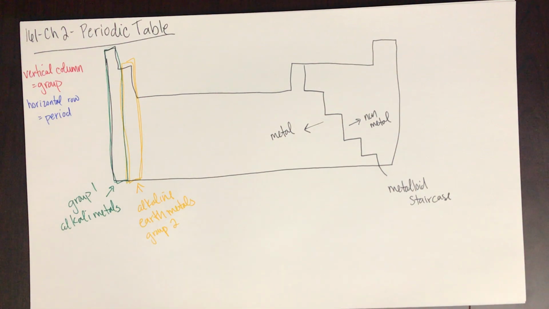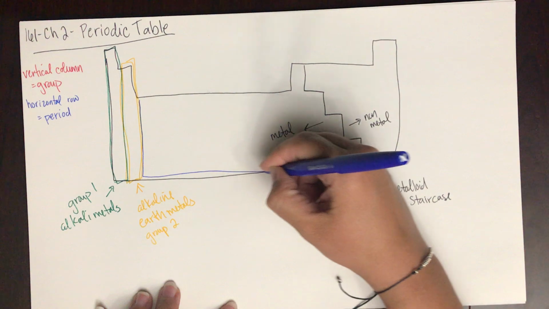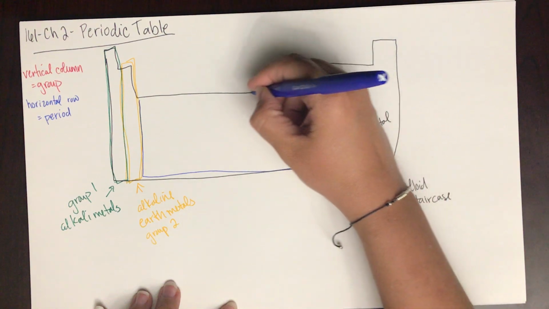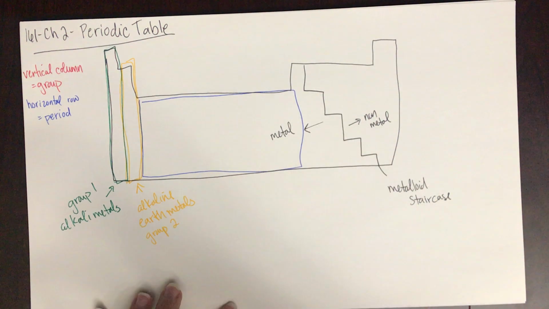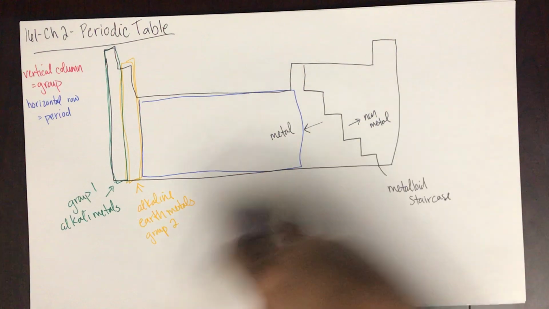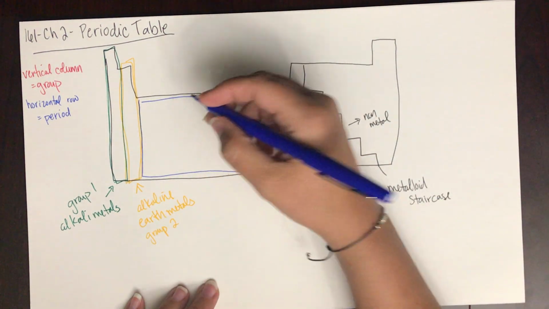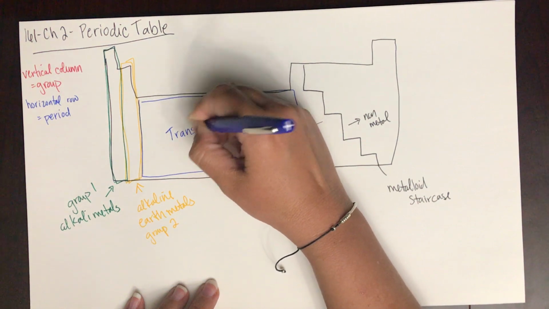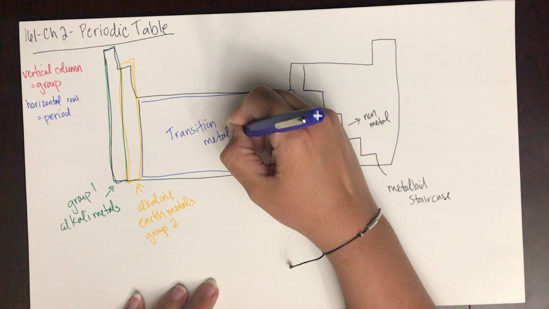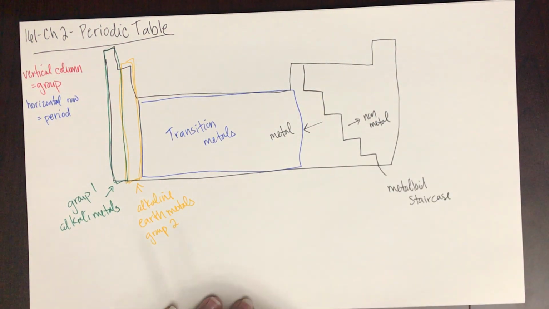Everything that's in this middle box here, and there are some exceptions. A lot of things that we'll talk about in chemistry, there will be rules and then there will be exceptions to the rules. But everything in this middle section here, these are called transition metals. And then along here, we have this metalloid staircase.